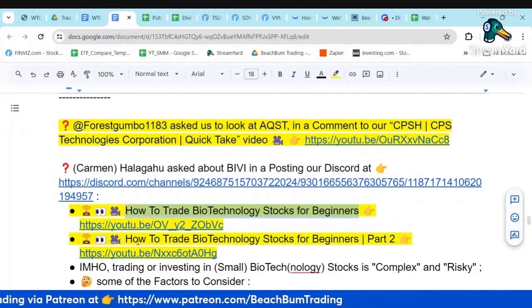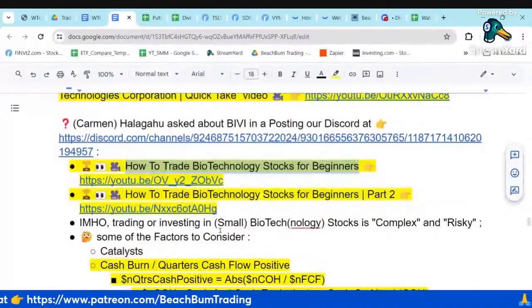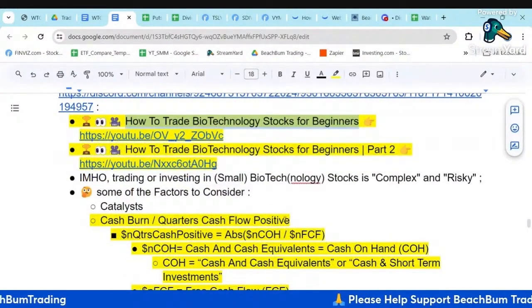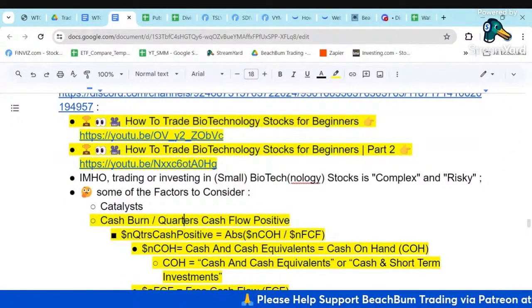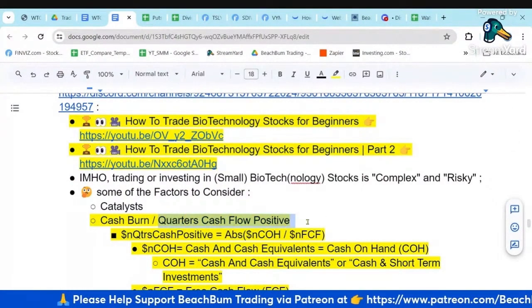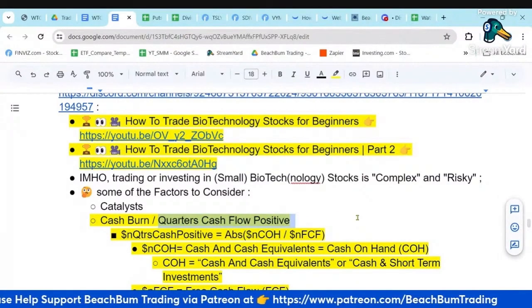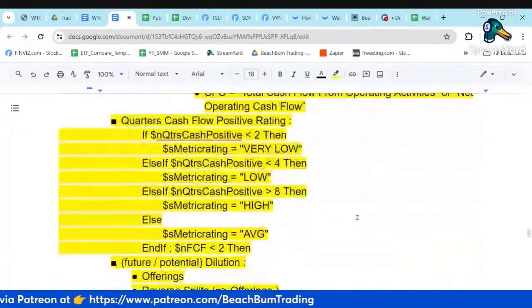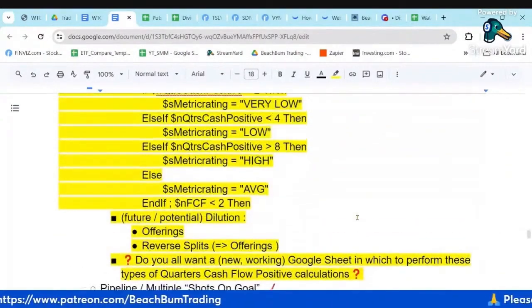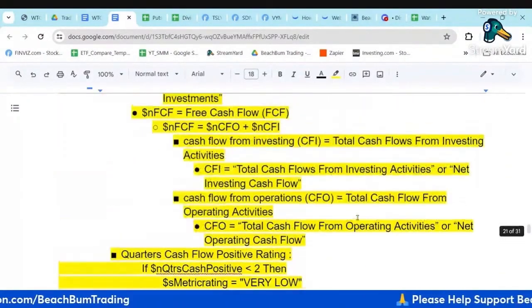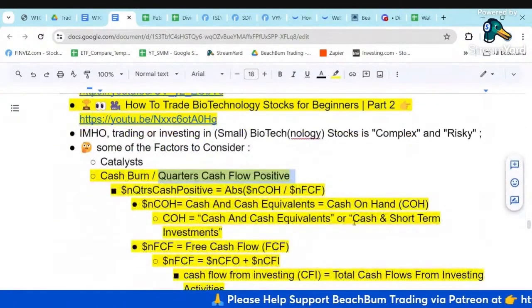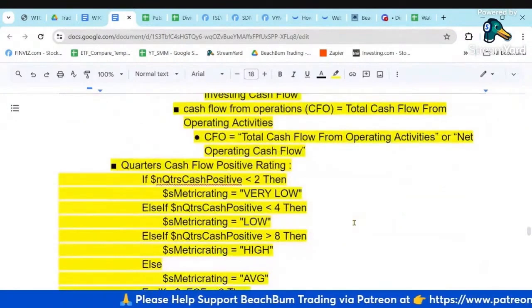I'm not going to have time today to go into all my notes on how to calculate the quarter's cash flow positive. You can see my notes on how to calculate the quarter's cash flow positive for these biotechs in the notes. And probably next week or in subsequent weeks, I'll try to go over that discussion about how you calculate quarter's cash flow positive and why that's important for biotechs.